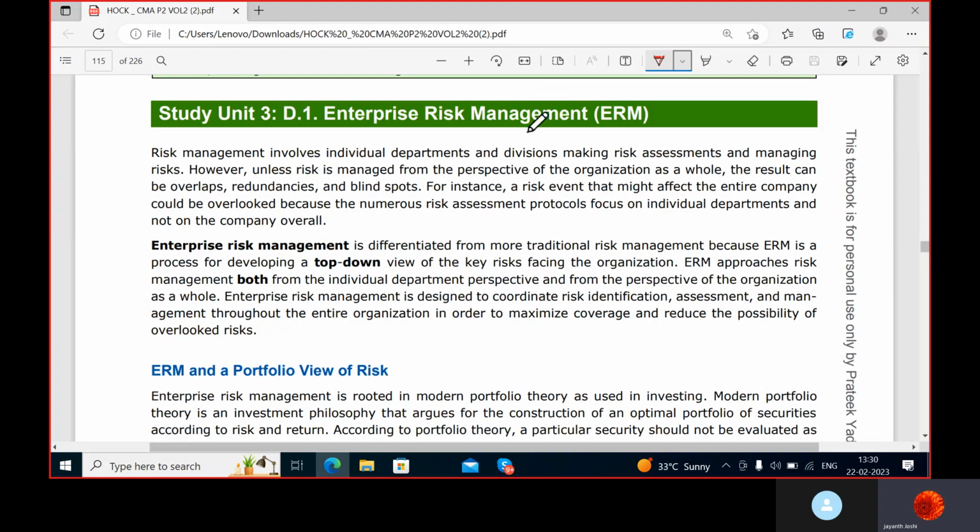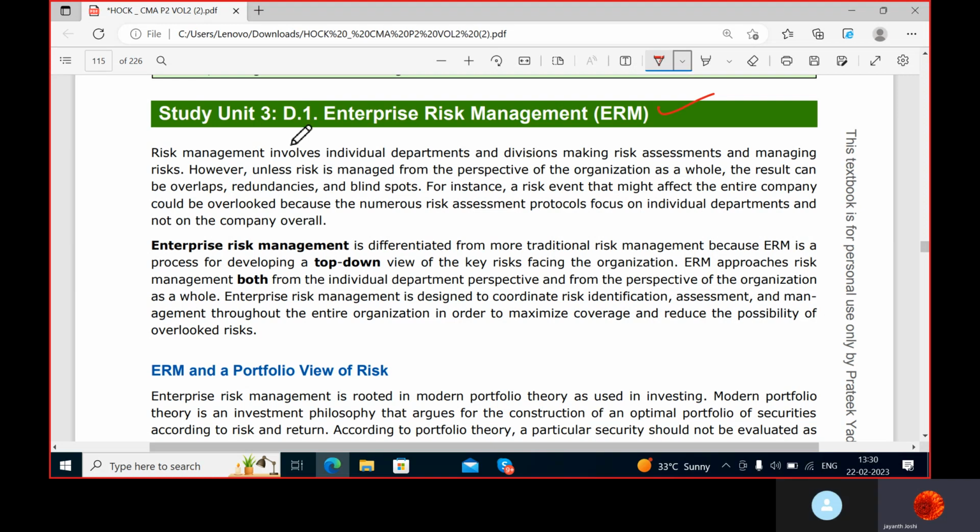So enterprise risk management is nothing but the risk management of the entire enterprise or the company. It is done by the financial risk manager of the company. So why is there a need to manage risk? Risk can have an adverse impact on the company, so it is very important to minimize or mitigate that risk.